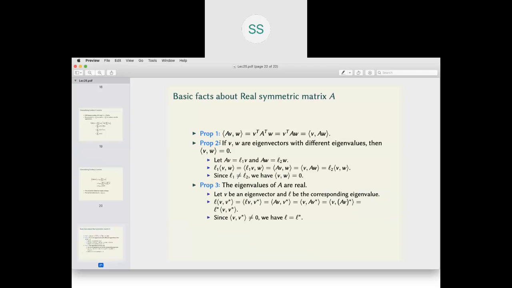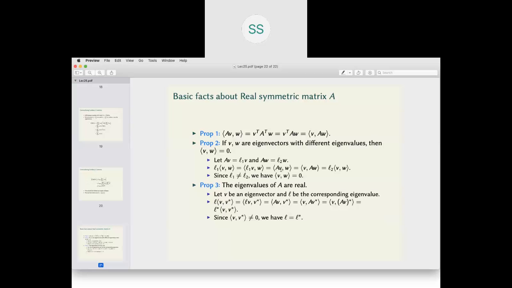Proposition 1 is used to prove proposition 2. If v, w are eigenvectors with different eigenvalues, then they are orthogonal. Why? Let Av be L1 v, so L1 is the eigenvalue corresponding to v and L2 is the eigenvalue corresponding to w. Then L1 times the inner product of v comma w is equal to, you can take the L1 inside, L1 v is the same as Av, because of the eigenvalue property.